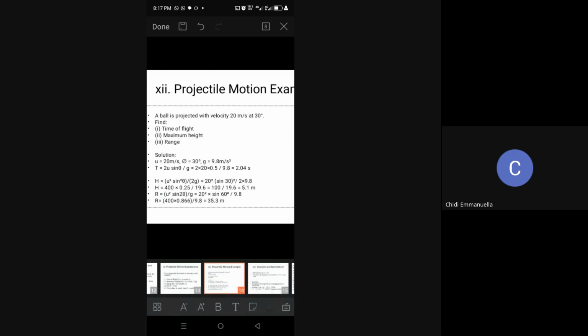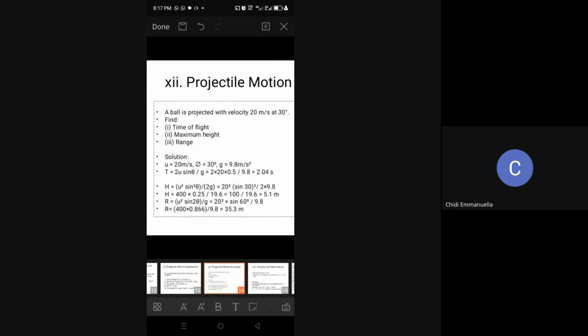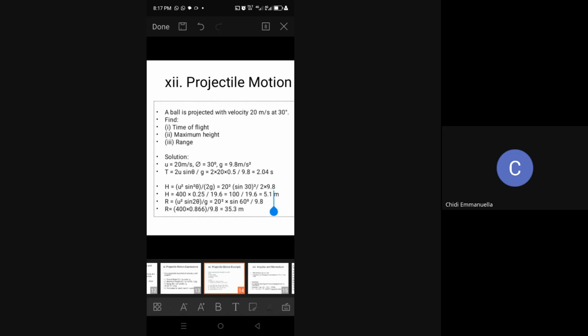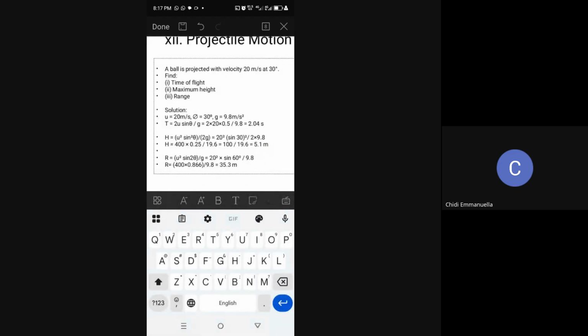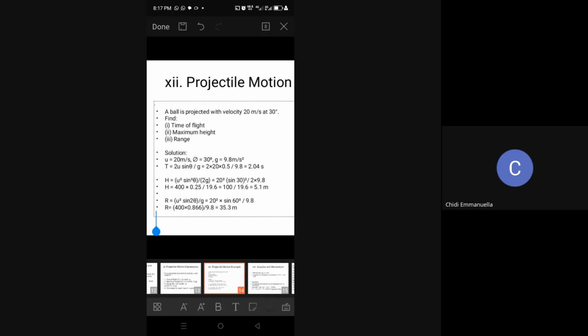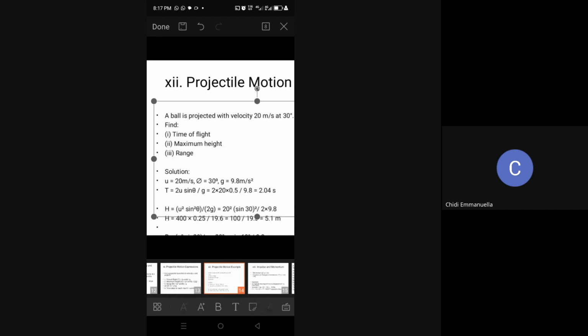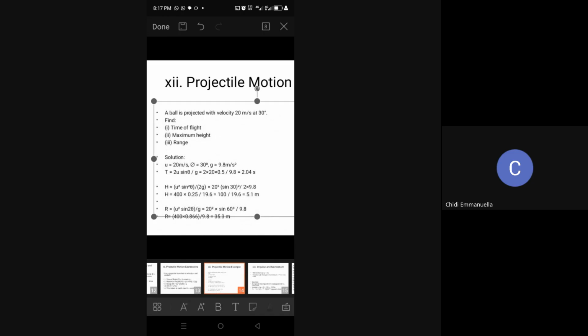Now I want to ask, what if the question had asked that you should calculate the time taken to reach maximum height? What would have been your answer? How would you have solved that question? Time taken to reach maximum height. Who can solve it for us? Anybody?